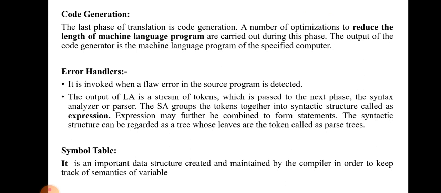So the final one is the error handler. Each and every phase should handle the errors encountered in that phase. Then only can the compilation proceed with the subsequent phases. So each phase should have the knowledge about how to handle the errors encountered in it. So these are the phases of a compiler.